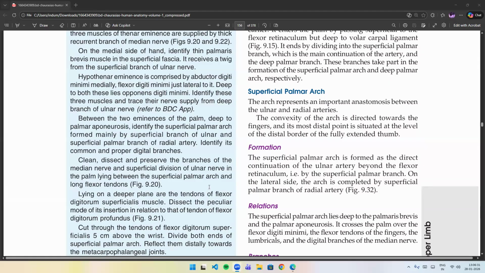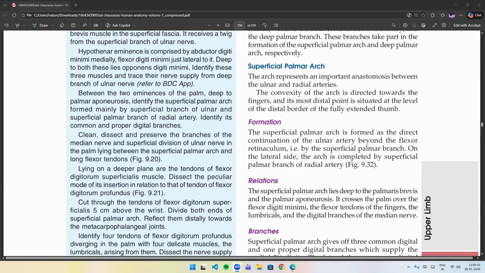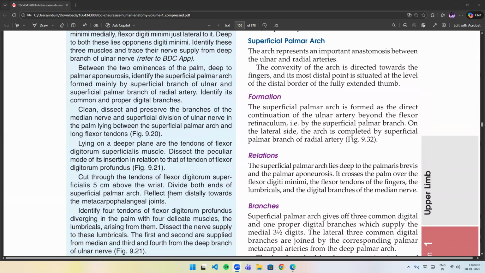Clean, dissect and preserve the branches of the median nerve and superficial division of the ulnar nerve in the palm lying between the superficial palmar arch and long flexor tendons, figure 9.20. Lying on a deeper plane are the tendons of flexor digitorum superficialis muscle; dissect the peculiar mode of its insertion in relation to that of tendon of flexor digitorum profundus, figure 9.21. Cut through the tendons of flexor digitorum superficialis 5 cm above the wrist.